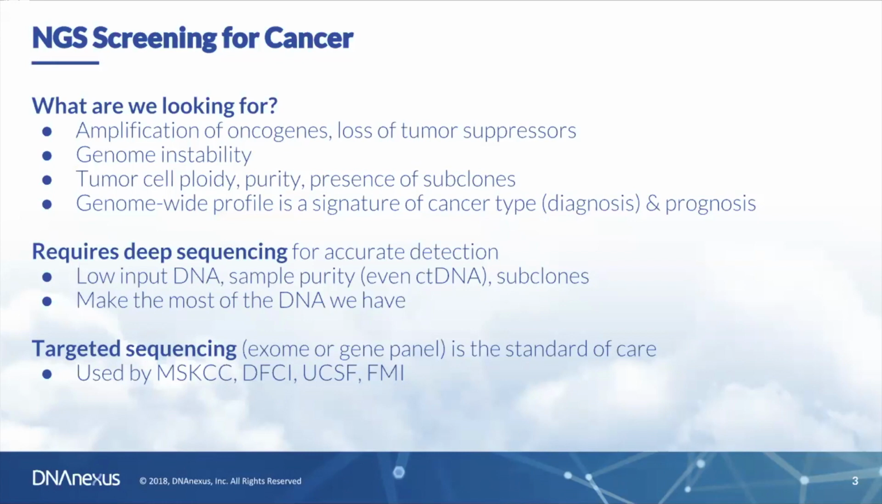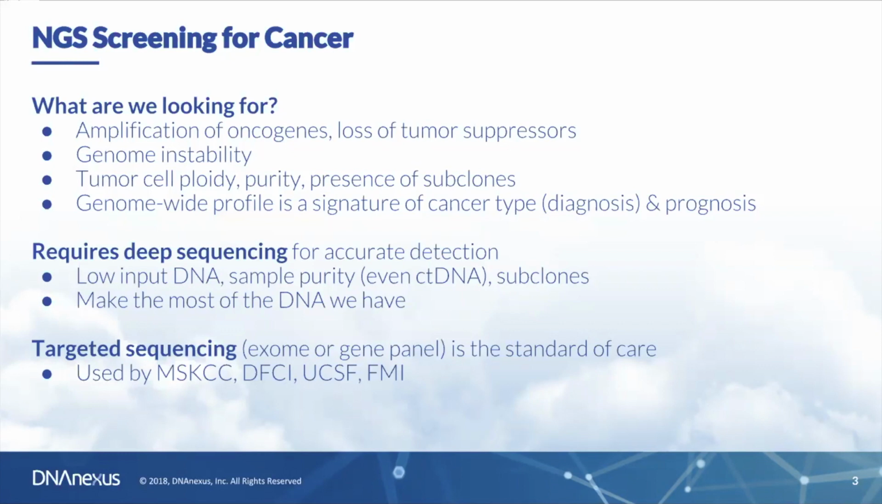Another constraint of NGS screening is that for accurate detection, we tend to require deep sequencing. I'll go into the details of that in a minute, but the constraints we're working with typically in the clinic are low input DNA, low sample purity, even going as far as circulating tumor DNA, just 1 or 2% tumor DNA in the entire sample. And we're also interested in hopefully detecting subclonal alterations in the tumor tissue. Even within the tumor cell population, driver mutations are not necessarily present at 100% of the cells.